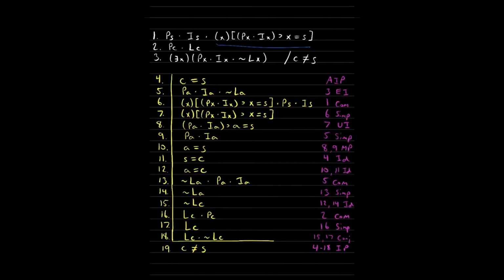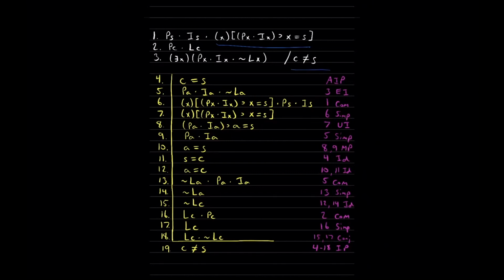Again, just to drive the point home about the meaning of it, that says that the object referred to by the constant C, it is a P and it's an L. Line 3 says there exists an object, some x, such that x is a P, x is an I, but x is not an L. So there exists something that is a P, it is an I, but it's not an L. And we're trying to prove this conclusion.